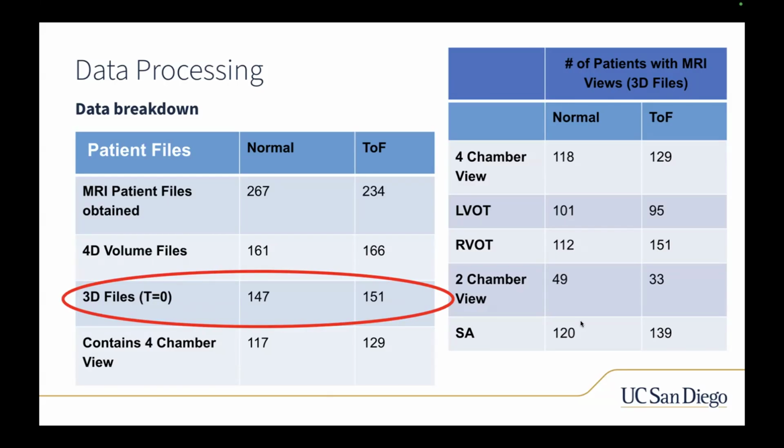I have a quick question. You start with 267, and then if they don't have the full 4D, you drop them out, so you're down to 161. And then you say you don't need the 4D, since you're taking just one time frame anyway. So why did you throw those out?